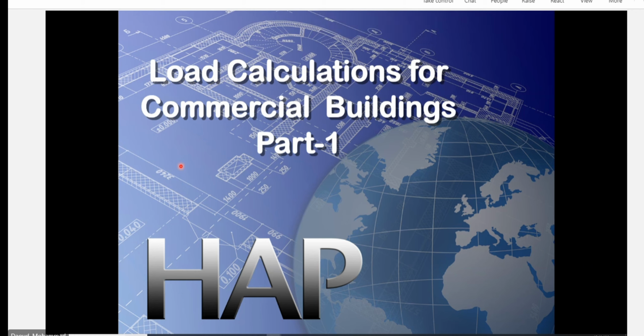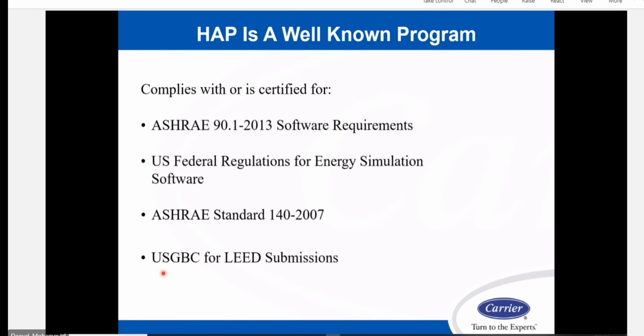30 years, and it's used by MEP engineers and designers for load calculations and energy analysis. HAP complies with ASHRAE 90.1 2013 software requirements, with US federal regulations, and with ASHRAE Standard 140 2007, and it's compatible with LEED rating systems version 4, and the reports of HAP can be used for the LEED rating.